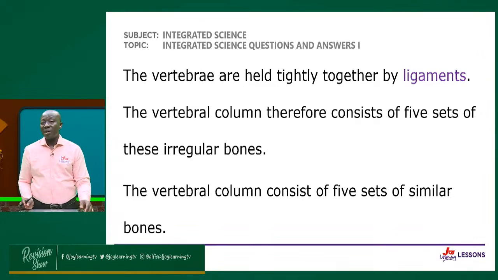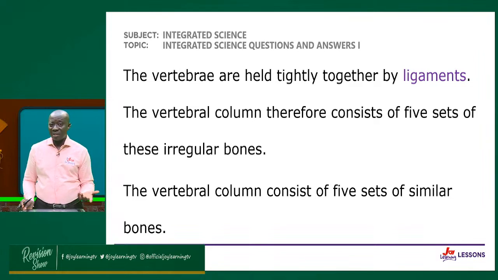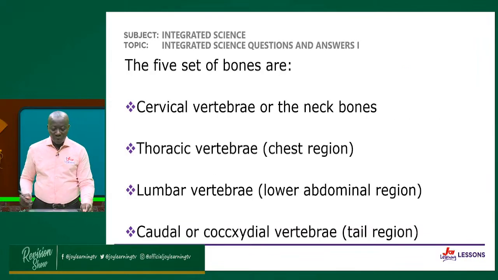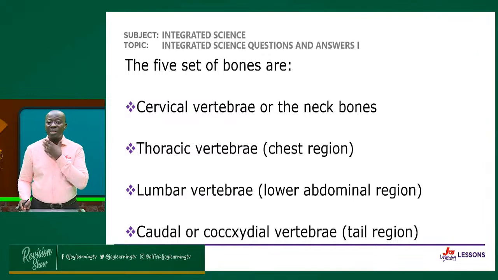Please take note of this when it comes to the objectives: five regions, and they can list them for you to choose the appropriate answer. The vertebral column, like we said, consists of five sets of similar bones. So what are these similar bones? The first one is called the cervical. That forms the neck bones, the bones in the neck.